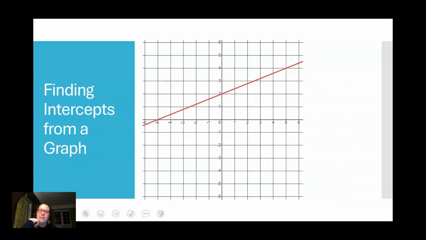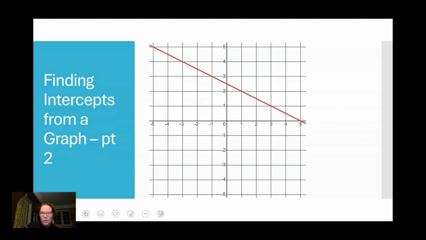When a graph is given and you need to find the intercepts, it's so easy. We're just looking right on there. Where does it cross the x-axis? And where does it cross the y-axis? I said those in the wrong order. So this one is the y-axis, right? So our y-intercept is 0, 2. And our x-intercept is -5, 0. We're just identifying those points.